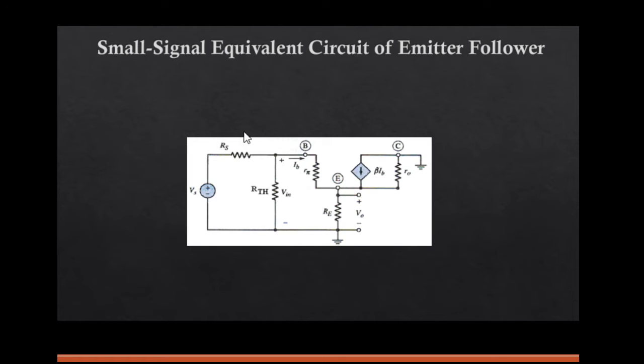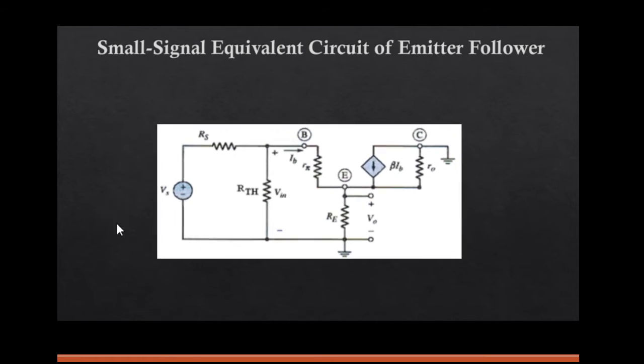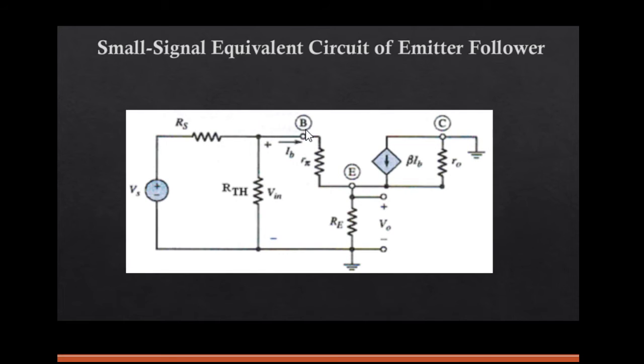Now let us look at the small signal equivalent circuit of this emitter follower. The input signal is given to the base and the output is taken from the emitter, and the collector terminal is made common, that is, it is grounded. Between the base and emitter you have R pi, which is the diffusion resistance or the base emitter resistance, and between the collector and emitter you have this internal dependent current source, beta IB, and R naught, which is nothing but the early effect resistance.